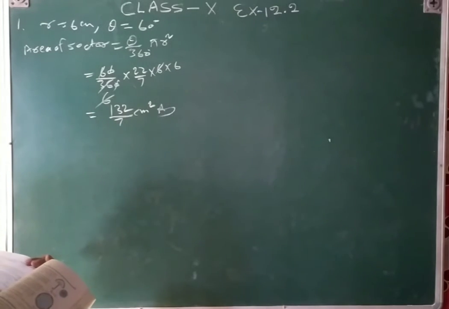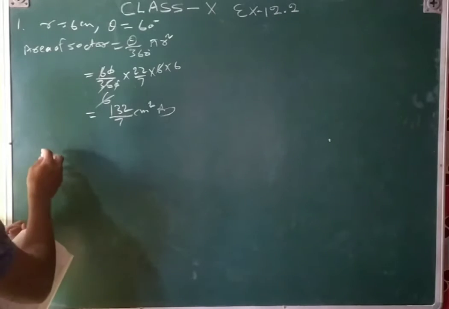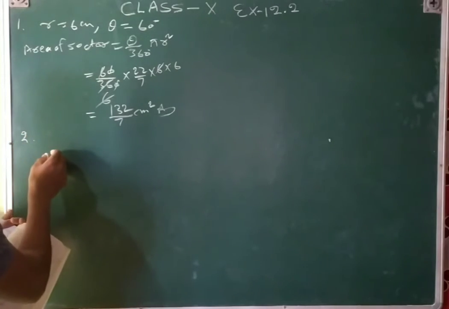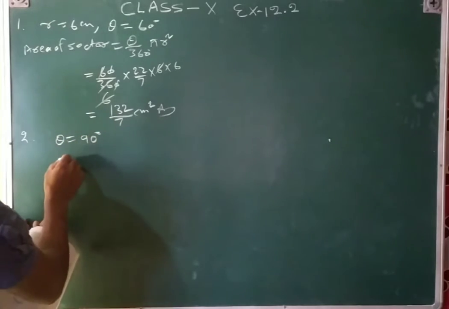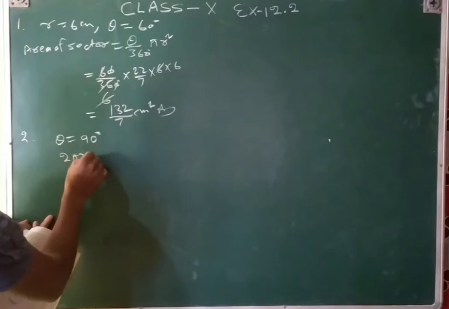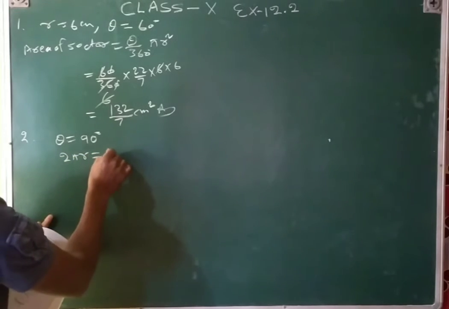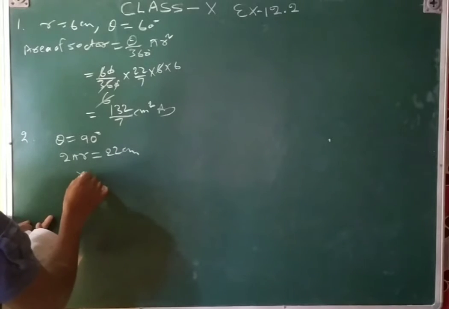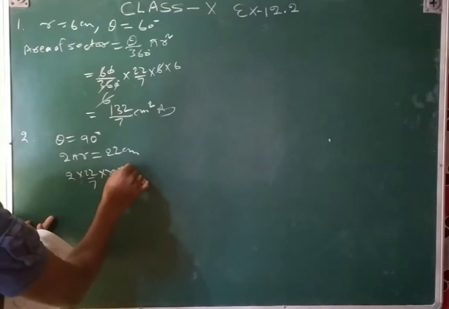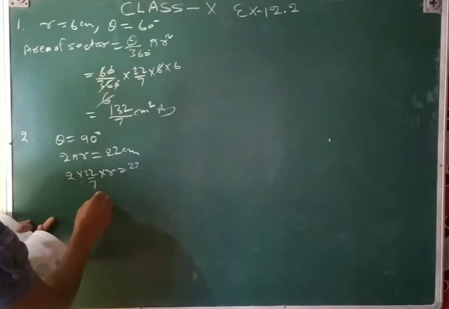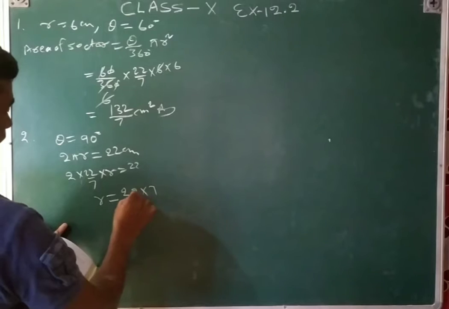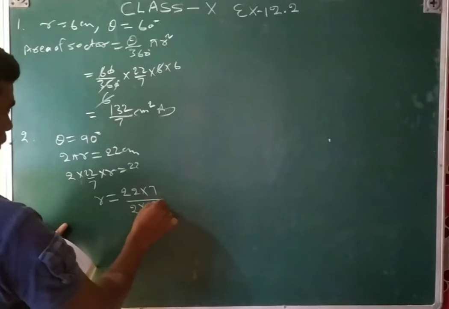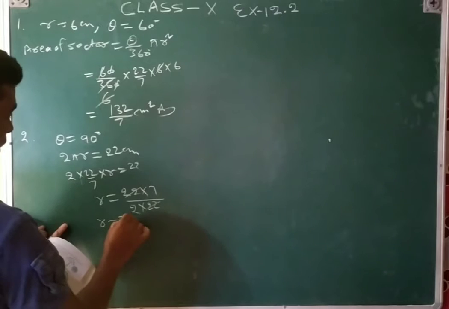Second question: find the area of the quadrant of the circle whose circumference is 22. Quadrant means that your theta is equal to 90 degrees, you have to remember. Then circumference is given: 2 pi r is equal to 22 centimeter. So 2 into 22 upon 7 into r is equal to 22. So r is equal to 22 into 7 upon 2 into 22. 22 cancels by 22. So r is equal to 7 upon 2.